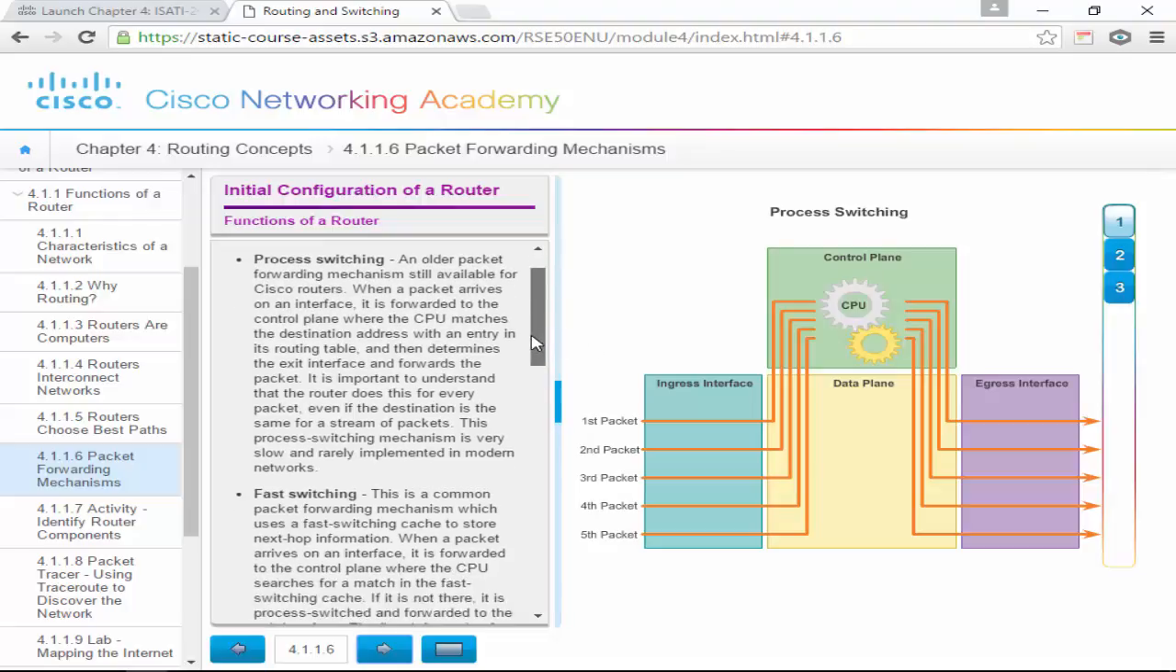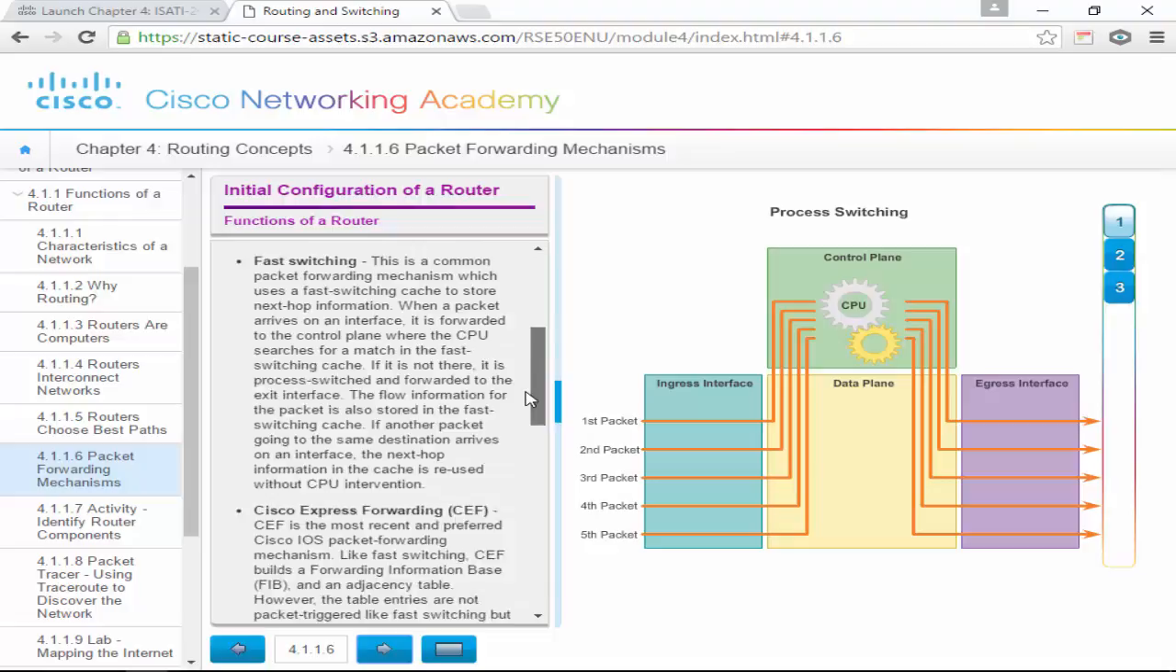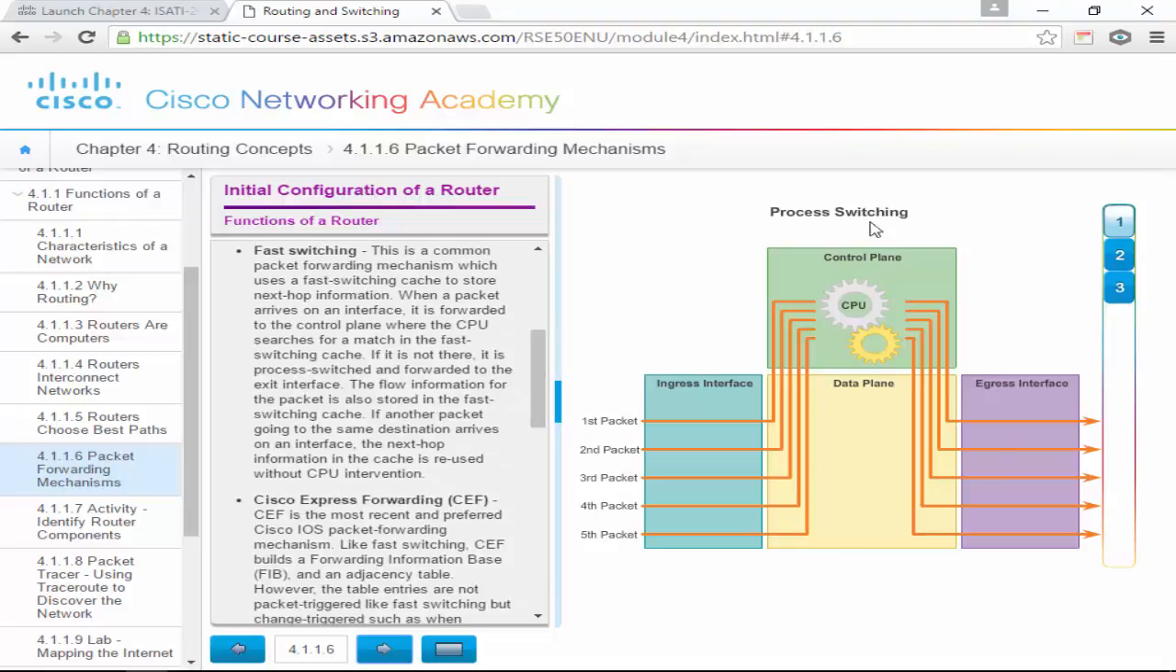When packets arrive on an interface, it forwards it to the control plane where the CPU matches the destination address with an entry in its routing table and then determines the exit interface and forwards the packet. It is important to understand that the router does this for every packet, even if the destination is the same stream of packets. This process switching mechanism is very slow and rarely implemented in modern networks. Okay, and this is why you used to do a lot of layer 2, because layer 3 switching was so slow, just like they were talking about.